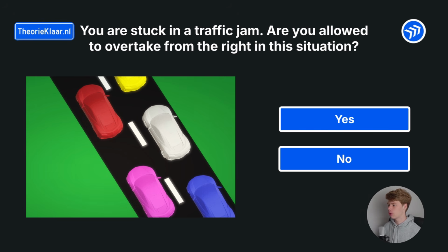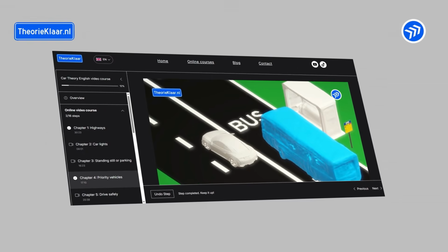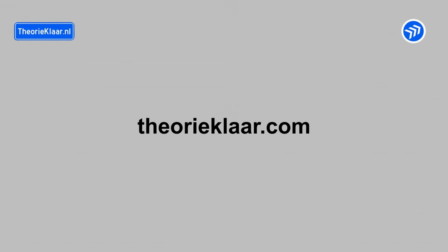You are stuck in a traffic jam. Are you allowed to overtake from the right in this situation? Normally you are not allowed to overtake from the right in the Netherlands, but the right answer here is yes. There are a few exceptions and a traffic jam is one of them. If you want to know all the places where you are allowed to overtake from the right, make sure to check out the full car theory video course.